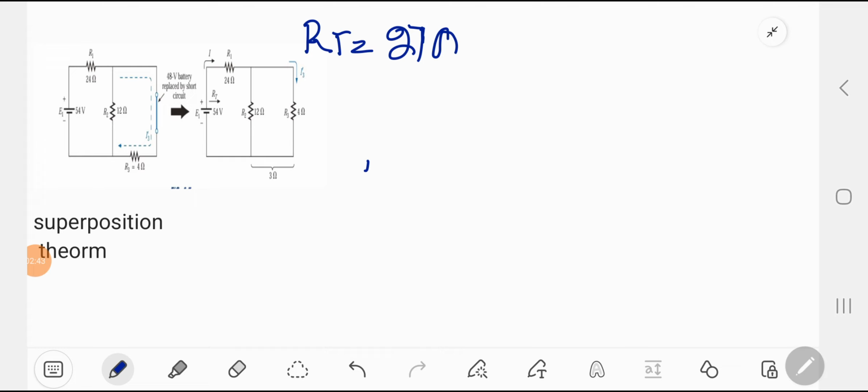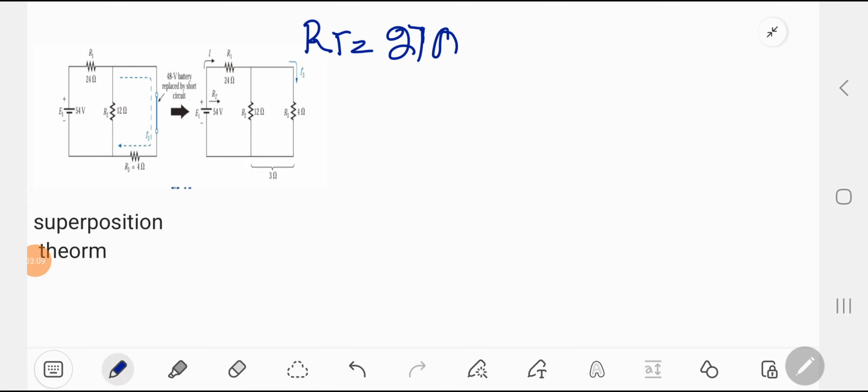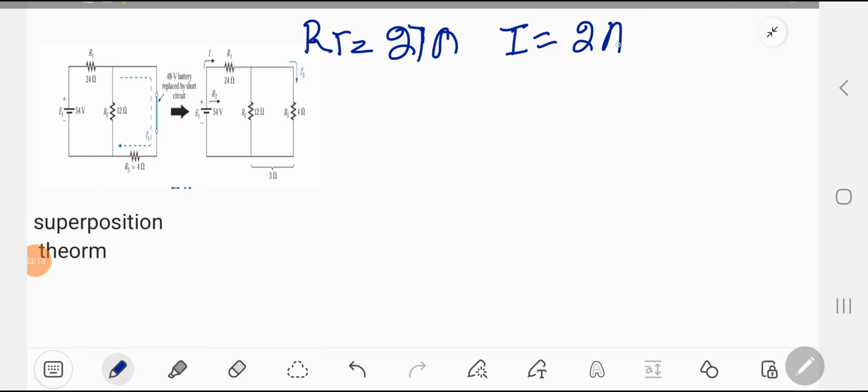Now the total current here in this case is actually equal to, so we consider the effect of the 24 volt source divided by 27, which is actually equal to 2 ampere current. So we found the total current I is equal to 2 ampere.